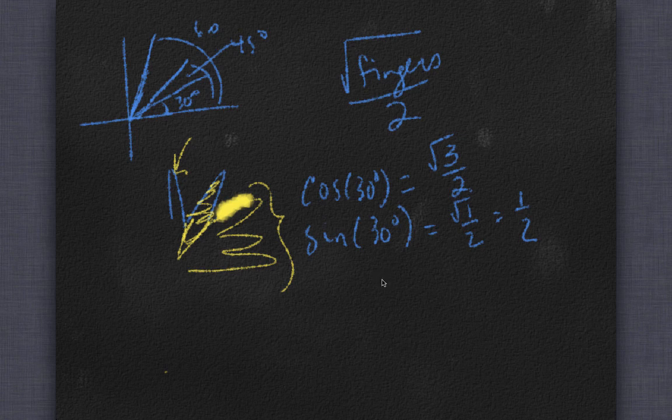You can always put it into your calculator. Of course, you might not recognize square root of 3 over 2. But this is just an easy little trick for you to kind of remember if you're in a panic or on a test or something.